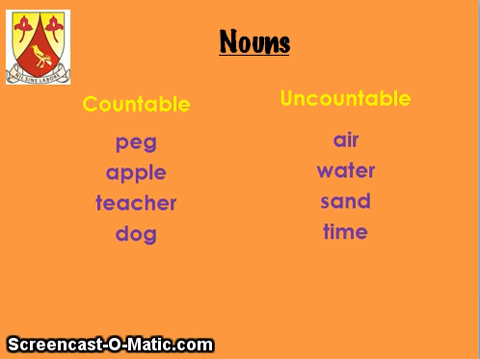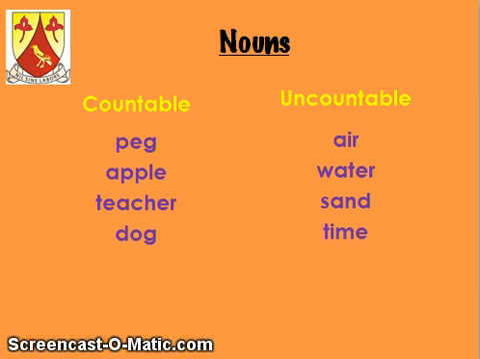Uncountable. Air. We can't give it a quantity. I can't say one air, many airs. That doesn't make sense. It's just air. There's a lot of air in the room or there's a little bit of air in the room. Water: there's a lot of water in the glass. There is even more water in the ocean. Or there's a little bit of water in the puddle.